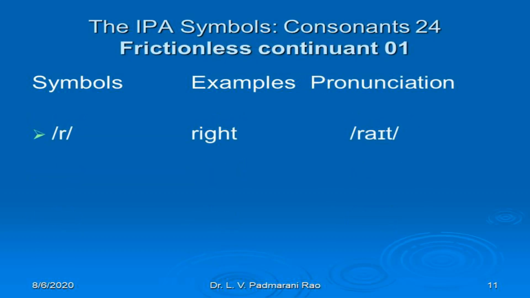Next we have the frictionless continuant. Only one frictionless continuant is there in English. It is r. Whereas in the Indian languages, we have 2 frictionless continuants. In English, we have only one, r, as in right, R-I-G-H-T, right. That's good.